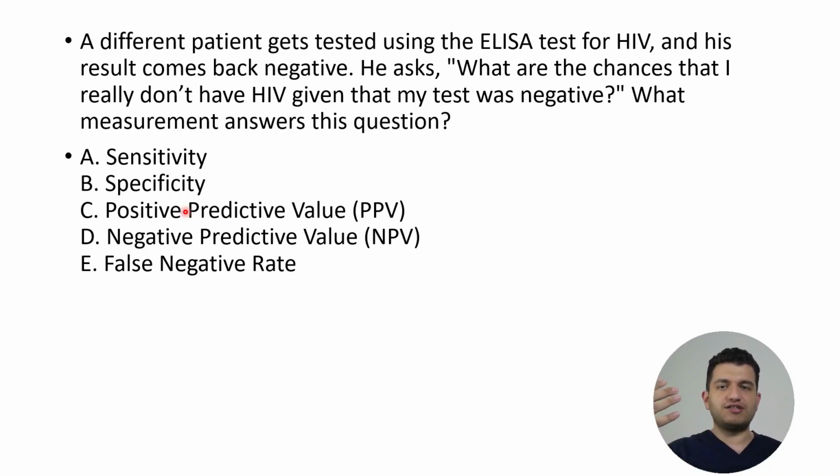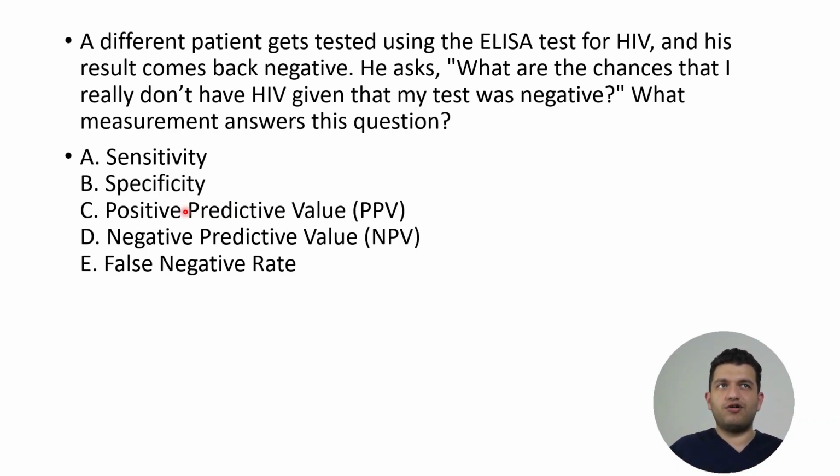A different patient gets tested using ELISA for HIV, and his result comes back negative. He asks, what are the chances that I really don't have HIV, given that my test was negative? Again, what are the chances I don't have HIV while I'm negative? So what is he looking for? What is he trying to say? My test is negative. Okay, I was really worried that I would have HIV. My test is negative. However, how much can I trust it? Like, what's the chance that I'm really, really negative?